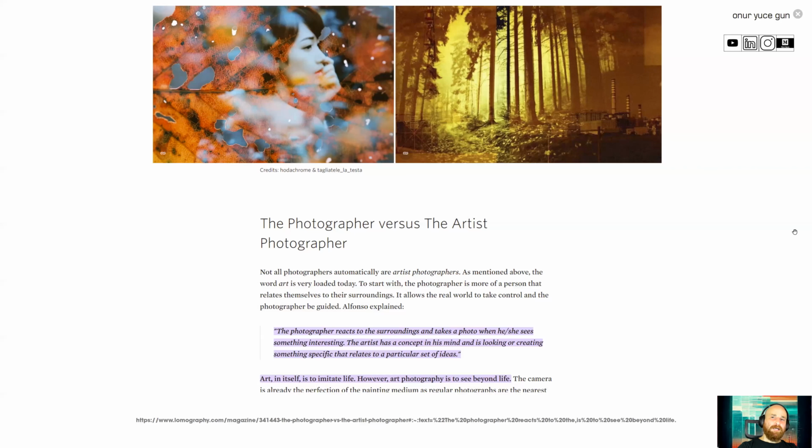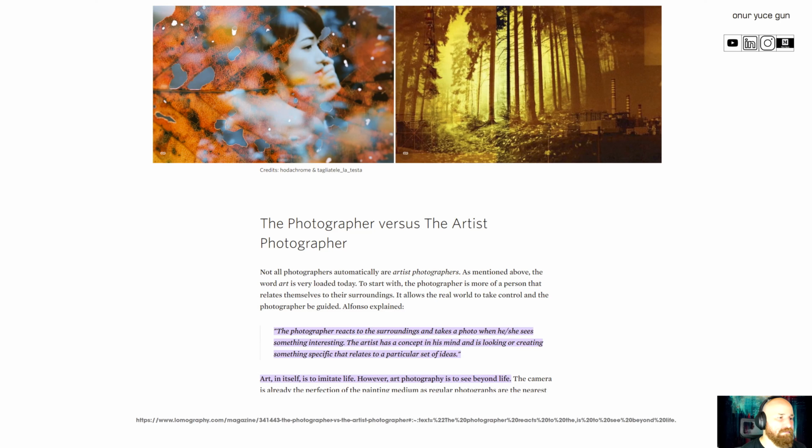This is an old discussion, so I think it's almost a little bit outdated. But what I would say is, I found this website, and I included the link at the bottom if you're interested in reading more. There's a quote there which says, the photographer reacts to the surroundings and takes a photo when she sees something interesting. A pretty conventional description. The artist has a concept in his mind and is looking for or creating something specific that relates to a particular set of ideas. But that's somewhat correct.